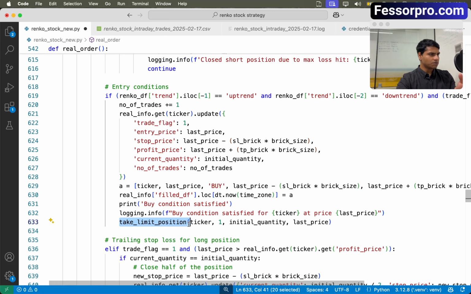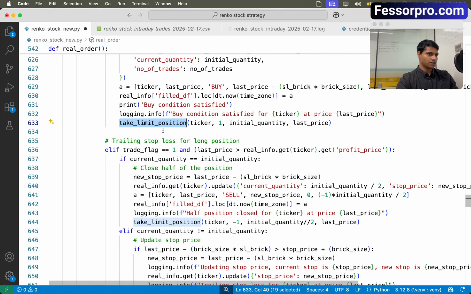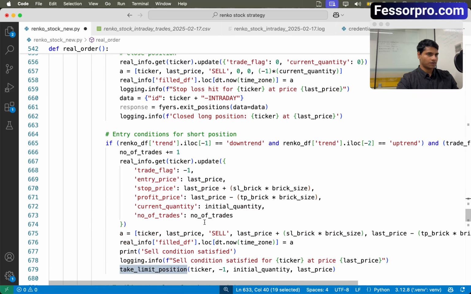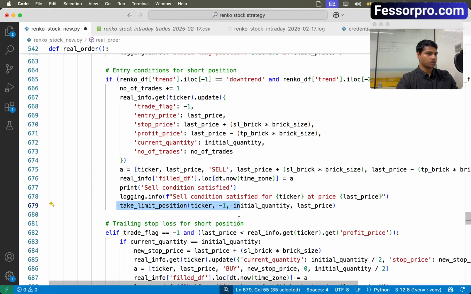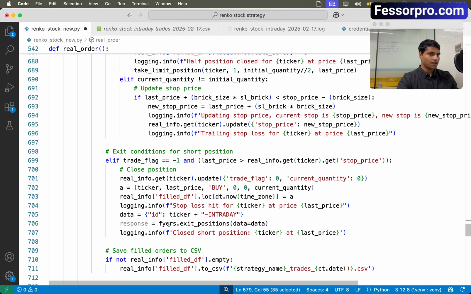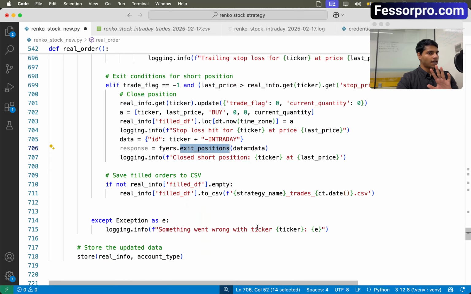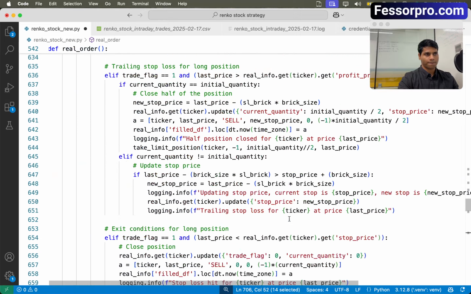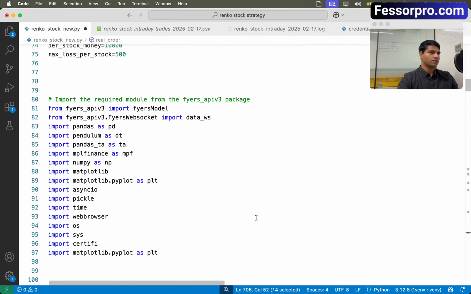Now you can change this take limit position function to a limit order or a market order. It's up to you. See, I'm calling the same function everywhere. Wherever I'm taking the trade, I'm calling the take limit position function. So here also I'm calling take limit position. When my exit condition is satisfied, there I'm calling the exit position function. And everything else remains the same. So this is how the entire code looks.